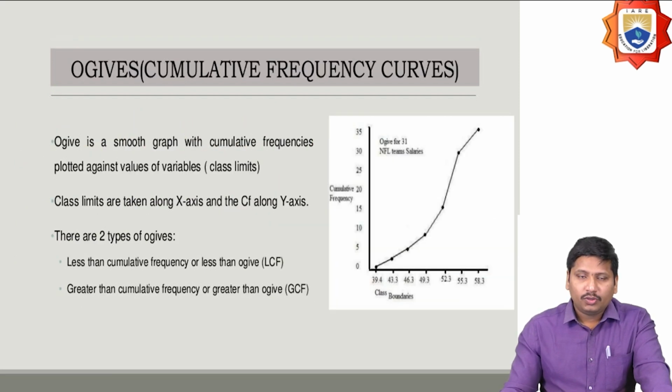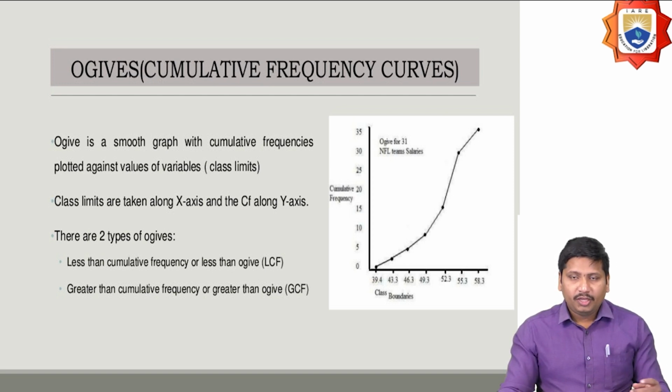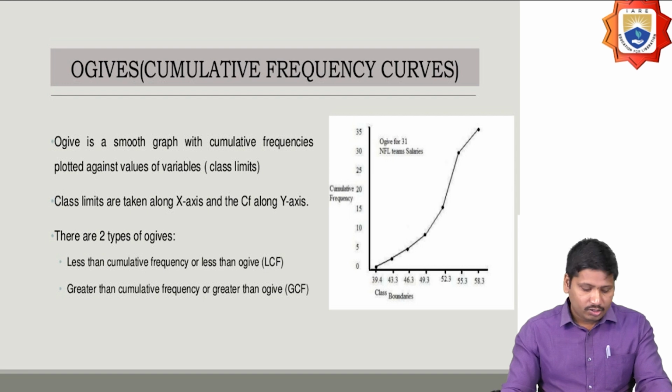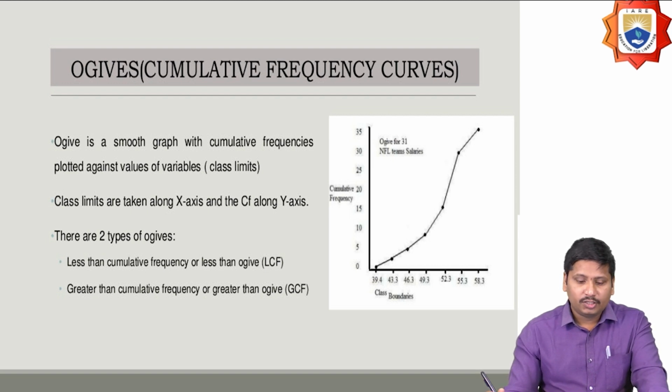So ogives are the other kind of data representation, which we can construct based on the cumulative frequency. The previous ones, the frequency curve and frequency polygon, are constructed from frequency, and ogives are where you can represent it from cumulative frequencies.